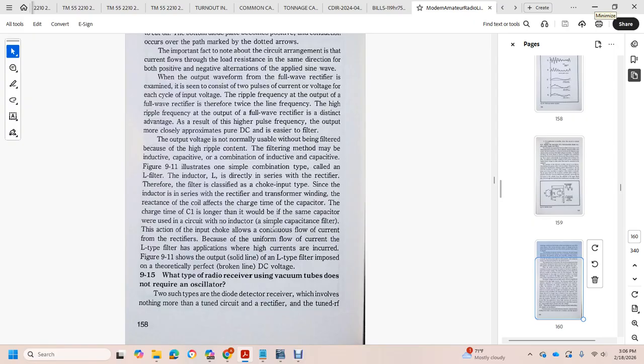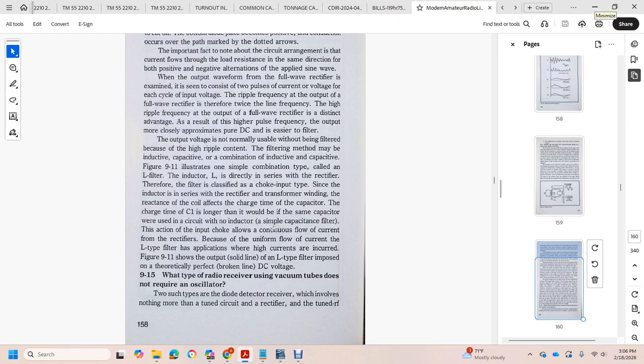The filtering method of inductive capacitance, the combination of inductance and capacitance illustrated here, is a simple combination typically called the L filter. The inductor is directly in series with the rectifier, which is why it is called the choke input type. The inductor in series with the rectifier and transformer winding has a reactance, a coil effect, that affects the charge time of the capacitor. Compare this with simple capacitance C filter action, where there is no inductor.